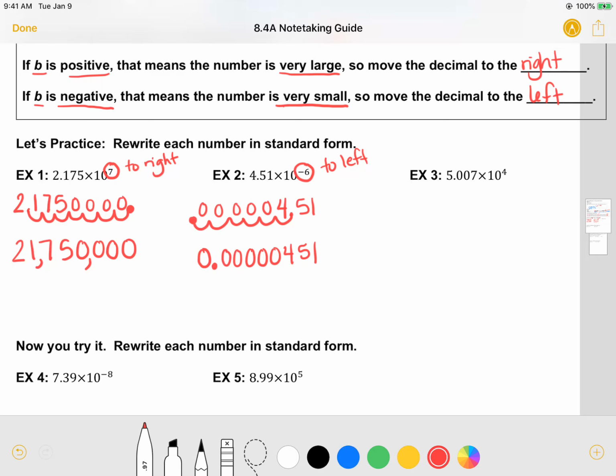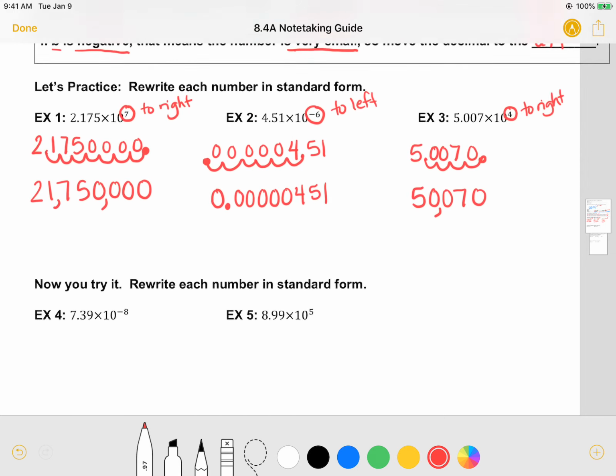Okay, let's look at example 3. So let's see, we have a positive exponent, so we want to go 4 places to the right. Okay, so let's take that number 5.007 and we'll move our decimal 4 to the right. So 1, 2, 3, 4. Okay, fill in a 0. So we have 50070, and I want to slip a comma right in between those 2 zeros, so we have 50,070.